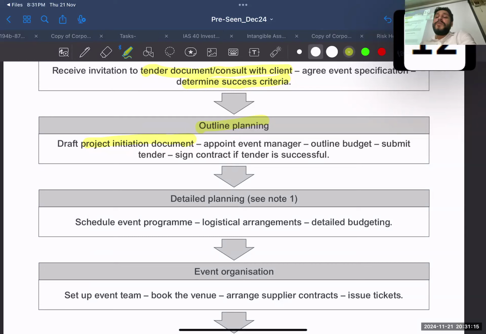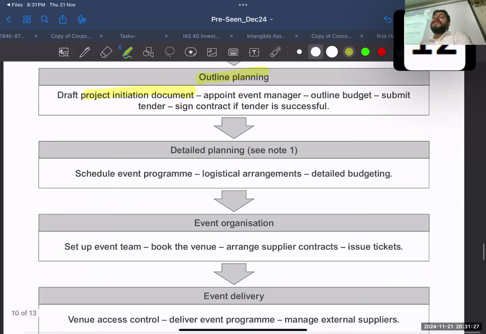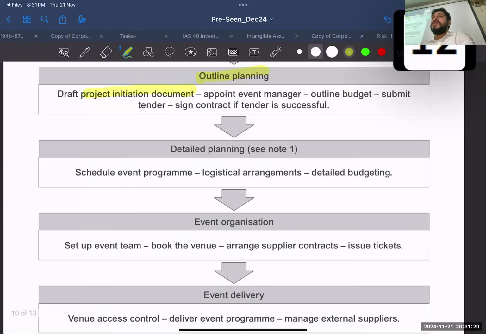Outline the budget, appoint event manager. So project initiation document, he's appointing an event manager, outlining the budget, submit the tender, sign the contract if the tender is successful. Then detail planning, schedule event program, logistics, which means the procurement side, and detail budgeting, how much cost, how much revenue. Maybe the event may take 3 to 4 days.